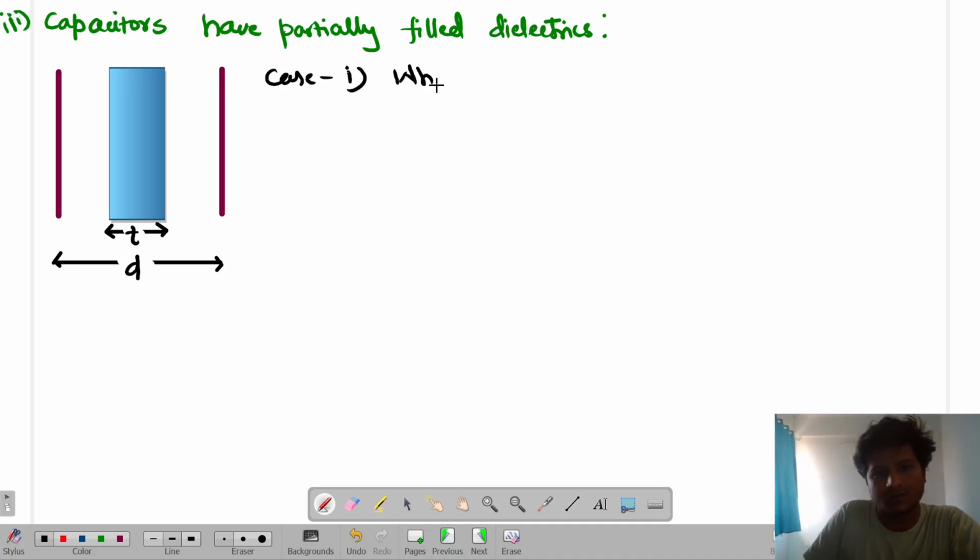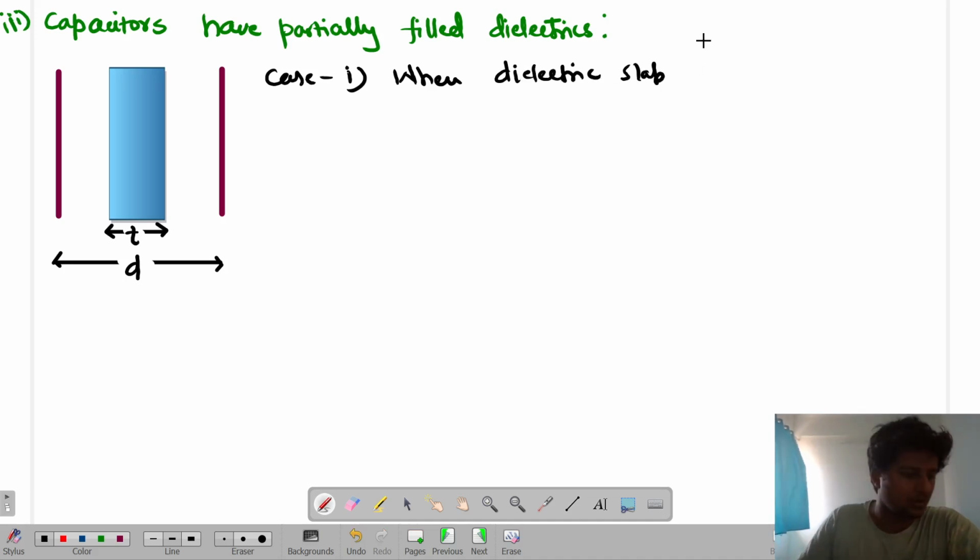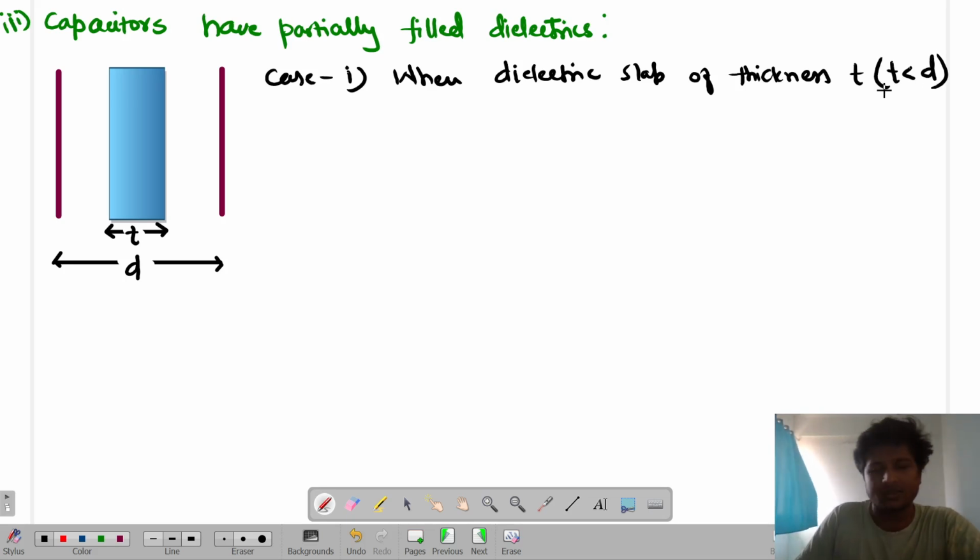When a dielectric slab of thickness t, where t is less than d, is kept. Are you able to get me or not?